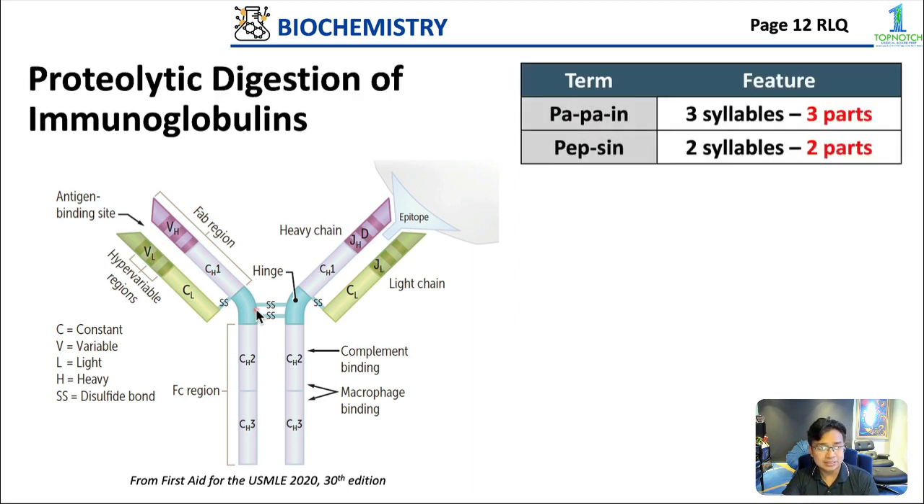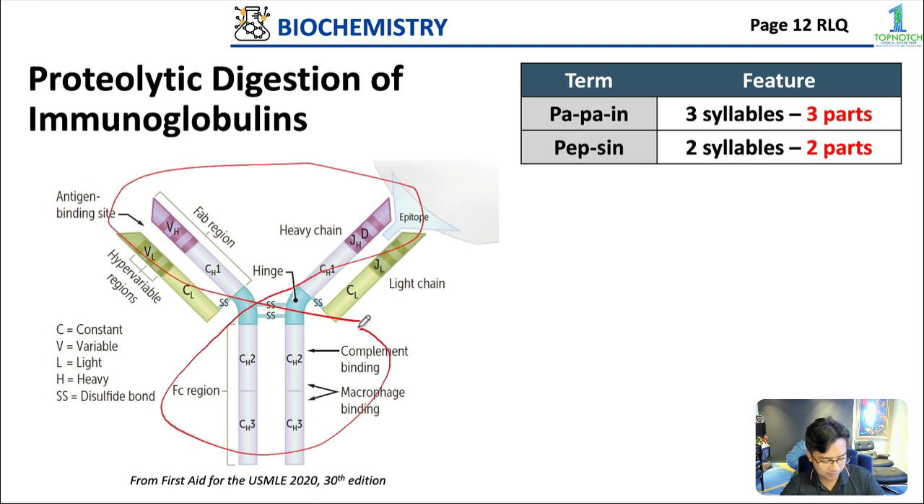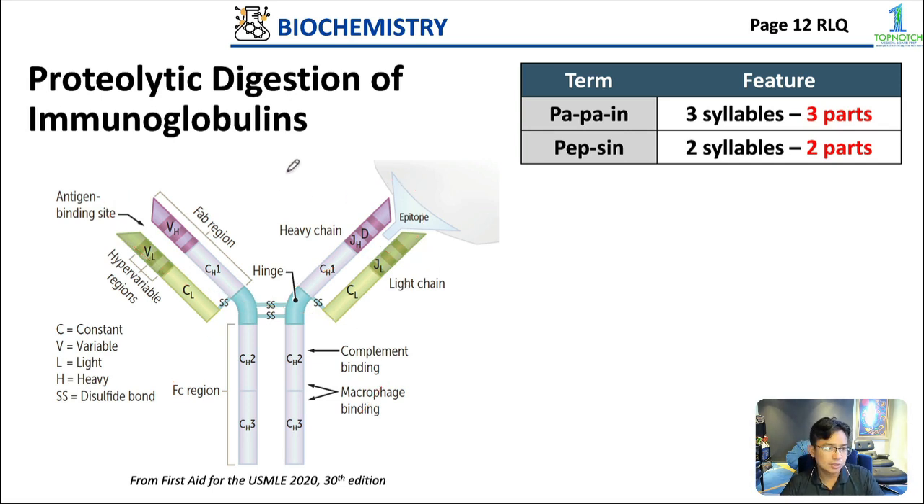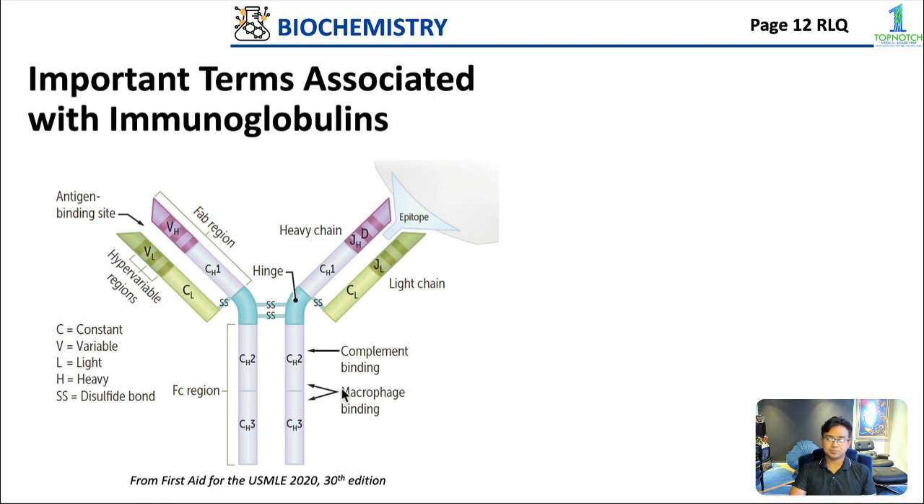Now, your immunoglobulin can be digested into different structures depending on the enzyme being used. When you use pepsin, guys, you split it only in the middle. You form here one Fab and one Fc here. One Fab and one Fc here. But in papain, you divide it into three structures. 1, 2, 3. So you have here one Fab, another Fab, and one Fc structure. So papain, 3 parts, pepsin, 2 parts.